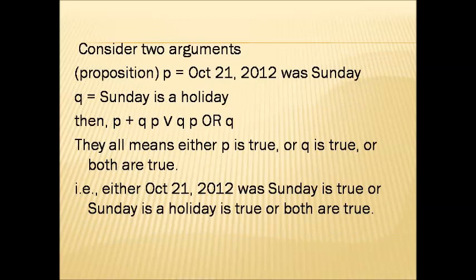Proposition P stands for October 21st, 2012 was Sunday, and Q, which is another proposition, is Sunday is a holiday. So P or Q means that October 21st, 2012 was Sunday, or Sunday is a holiday, right? So in this case we can say that either October 21st, 2012 was Sunday, or Sunday is a holiday, or both may be true, right?